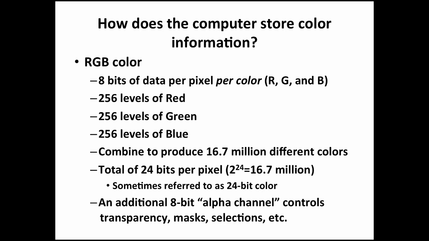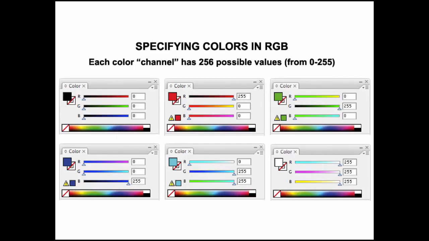RGB images frequently have an additional 8 bits of data that is assigned to what's known as an alpha channel. The alpha channel controls things like the transparency of the pixel. Or in Photoshop, you can create masks so that some pixels are visible and some are hidden, or you can save selections. The 8 bits of data in the alpha channel are used to remember those different types of information. So RGB color images may not be 24 bits, they may actually be 32 bits: 24 bits of color information plus an additional 8-bit alpha channel assigned to each and every pixel in the image.